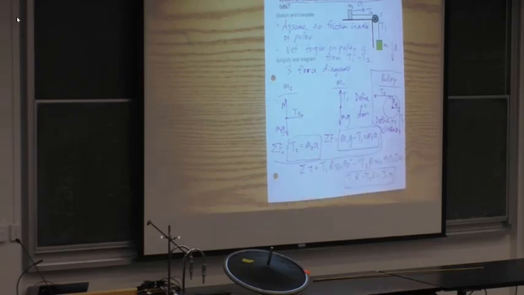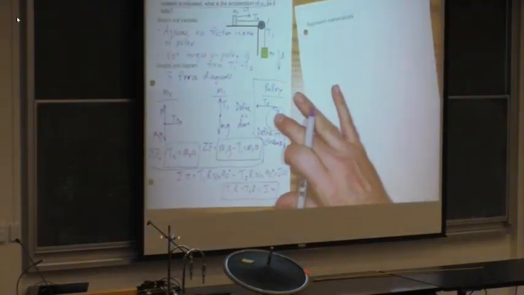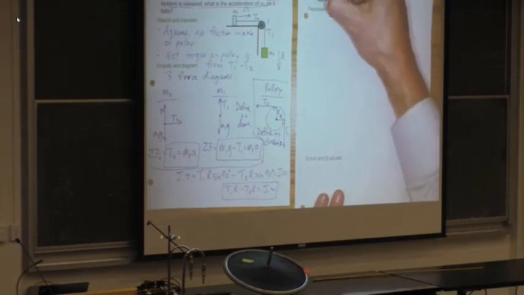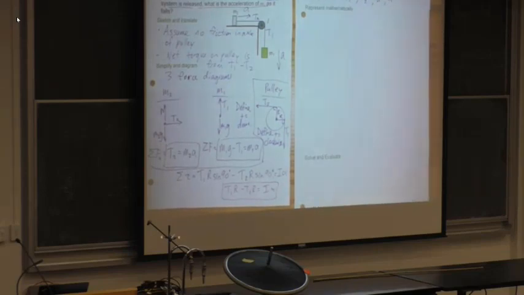So three equations. How many unknowns do we have actually? Let me put that over here. The unknowns are actually T1, T2, A, and also alpha. So actually we have four unknowns and three equations.